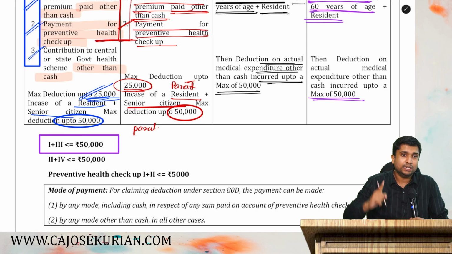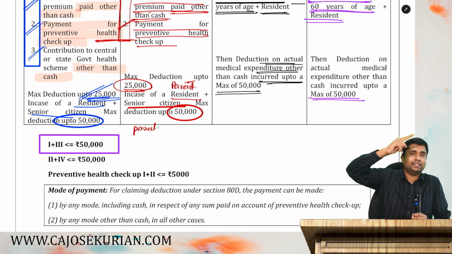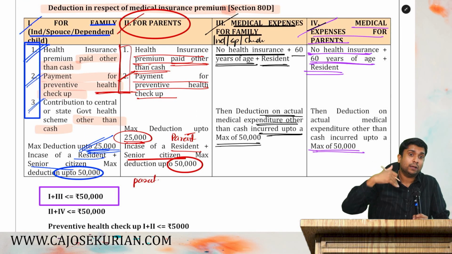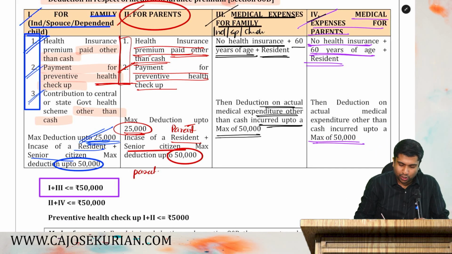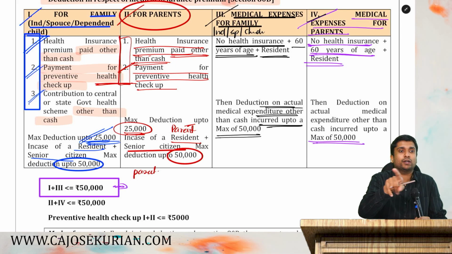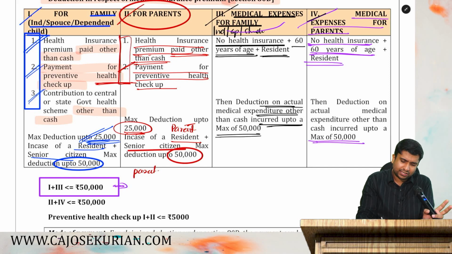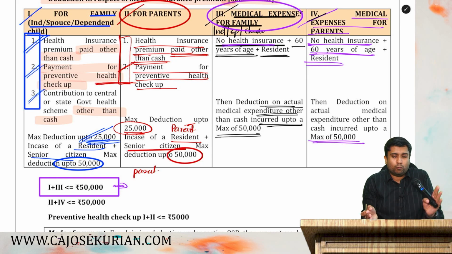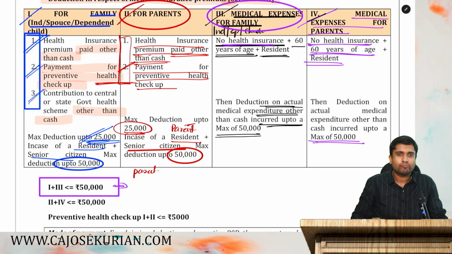What is category number 1? Medical insurance premium for family, category 1. Category 3, medical expenditure for family. Both together shall not go beyond 50,000. You can take both, but both together shall not go beyond 50,000. Let me ask you one doubt. Medical expenses, if you want to claim it as a deduction, there shouldn't be any insurance. Now the question is, can you claim 1 and 3 together? Because for claiming 3, there shouldn't be any medical insurance. Yes or no? Category 1 is for the medical insurance. Then category 1 and 3, will it come together?